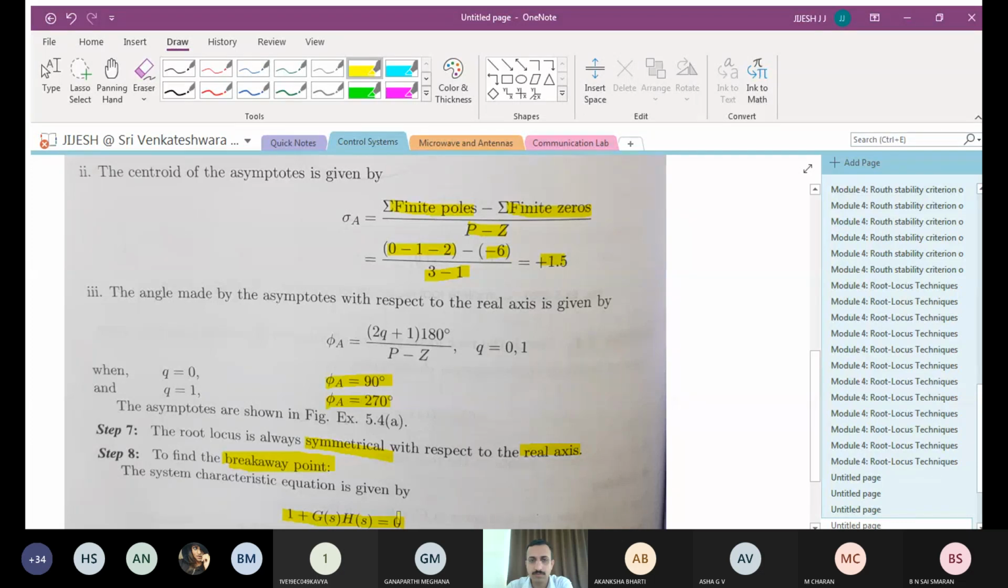Do it first. So the system characteristic equation is given by 1 plus g of s h of s is equal to 0. Anyone of you have completed that, the characteristic equation? What is the characteristic equation? You get it? 1 minute. Yeah, do it.